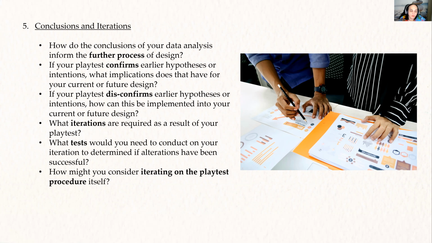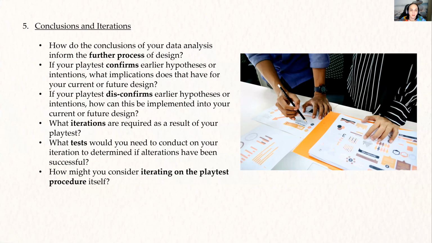If your playtest disconfirms earlier hypotheses or intentions, or indeed brings up something that was unexpected, how might you implement that into current or future designs? How would you iterate on the process using the results of your playtest? Thinking about that prior to your playtesting will give you an insight into what goals you might be looking for with your playtest, but also think about the methods of data collection and, of course, analysis. Having that in mind when you start can be really, really useful to the design of the playtest itself.